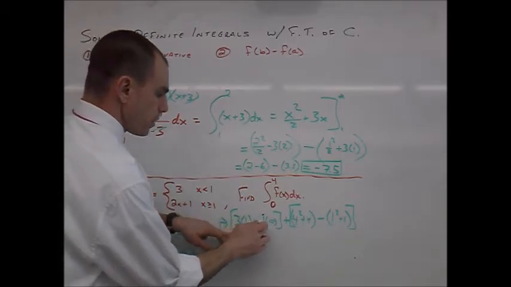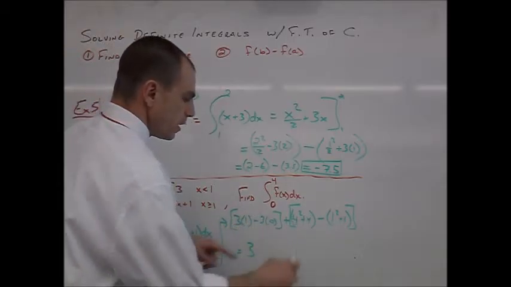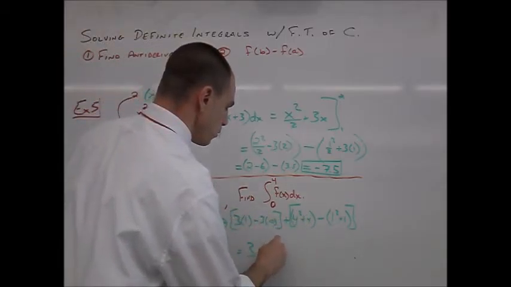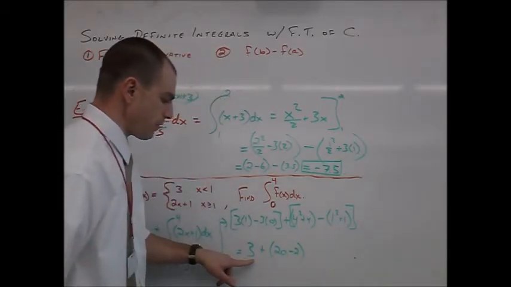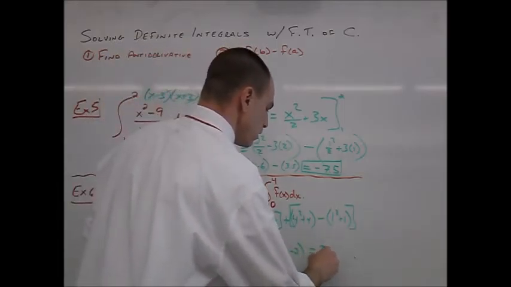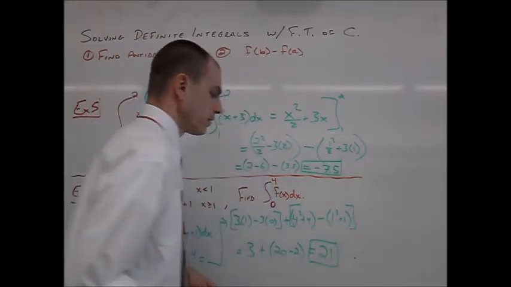So what do we have here? We have 3 minus 0. And then we have 16 plus 4, which is 20, minus 2. So we end up having 3 plus 18 for a final answer of 21.